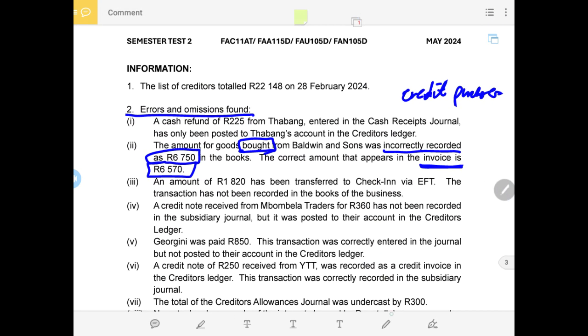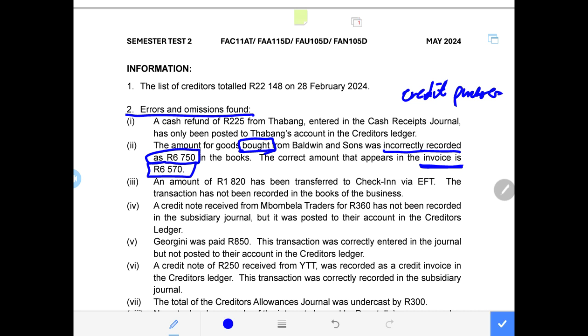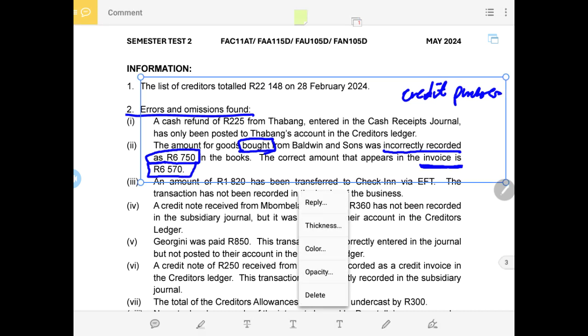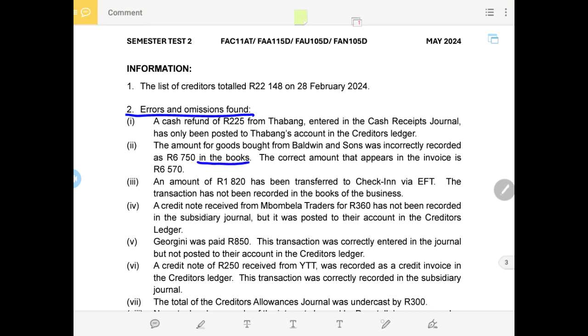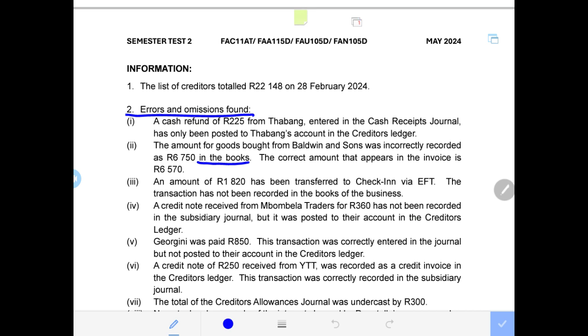That was another one, and we could see that nothing was recorded, or everything was recorded incorrectly in the books of the company. It did mention the books of the company, which is the list of creditors plus the creditors control. Whenever they say in the books, they include both of those books.